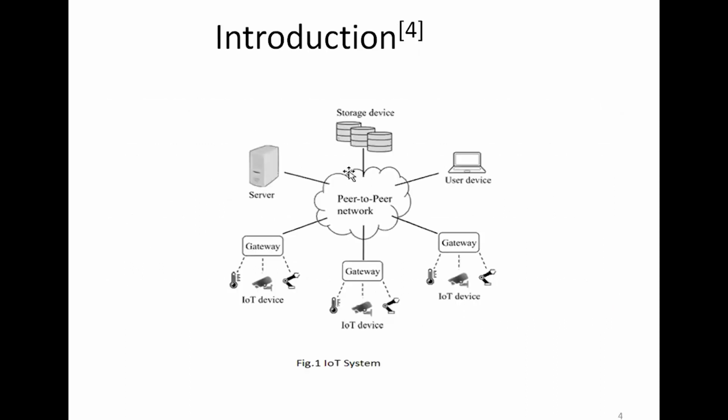So as shown in the figure, this is a simple IoT structure where all the IoT devices are connected through the gateway to the peer-to-peer network, and in the same way, all the storage devices and servers are connected with the peer-to-peer network.